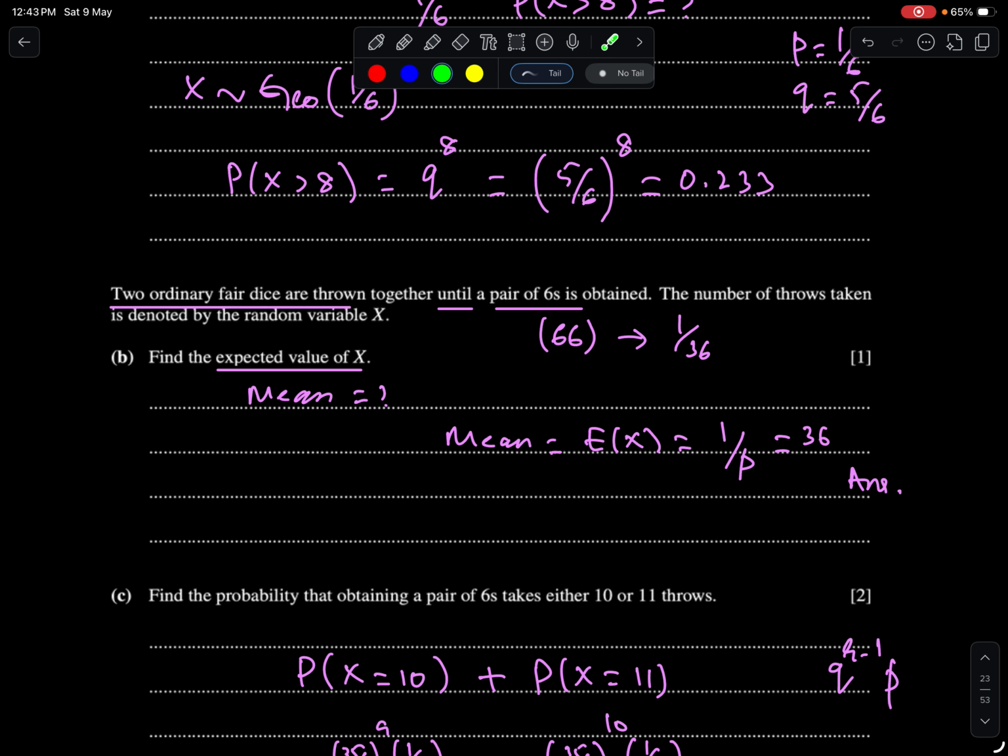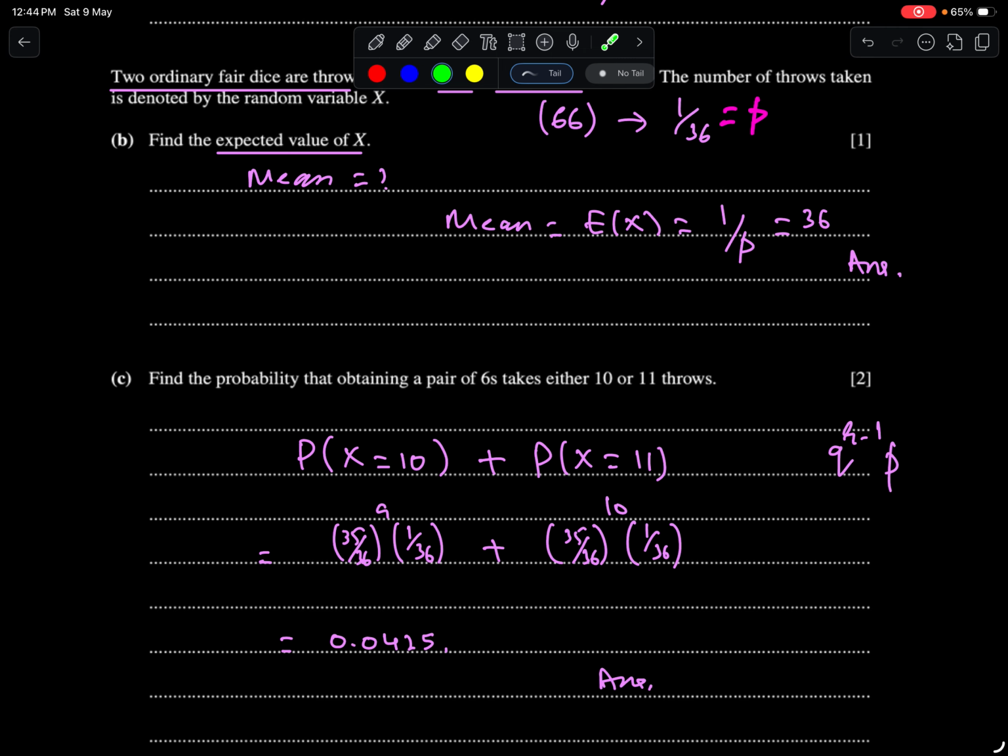Alright. 2 ordinary fair dice are thrown together until a pair of 6 is obtained. The number of throws taken is denoted by random variable x. So until a pair of 6, that means geometric. The mean of geometric is 1 upon p. So just write the reciprocal of p here. This is p, so 1 upon p is the reciprocal of this, 36.